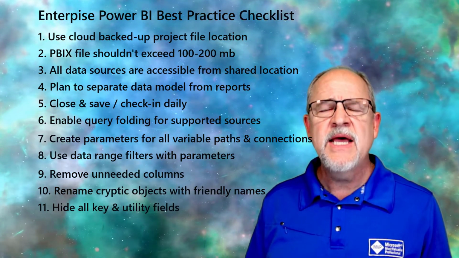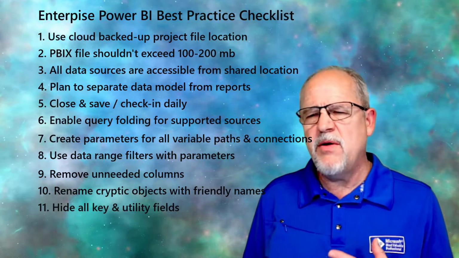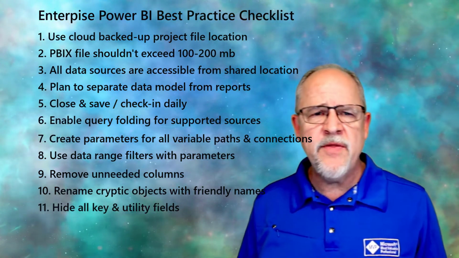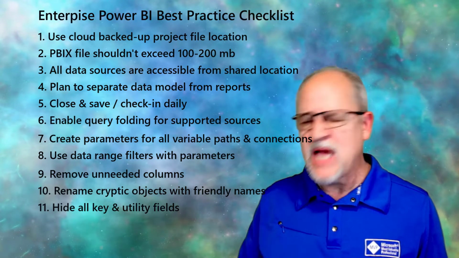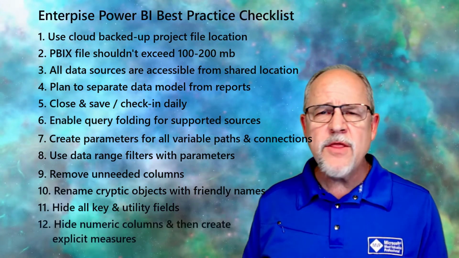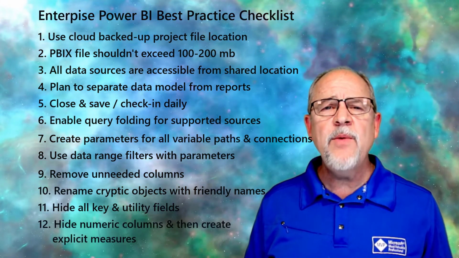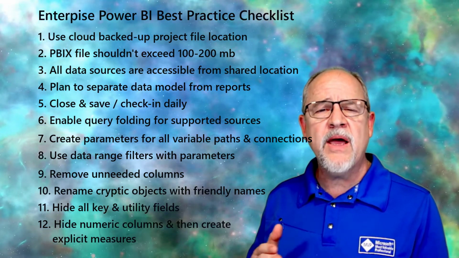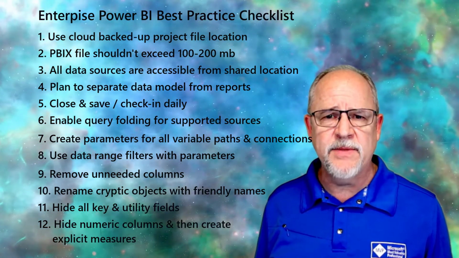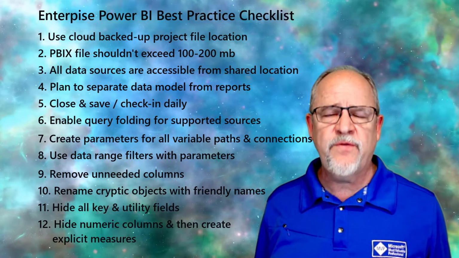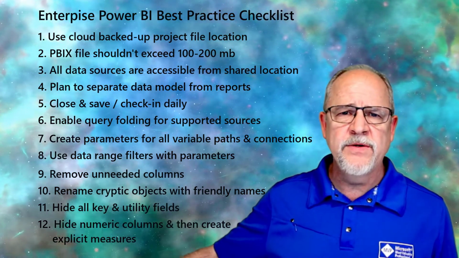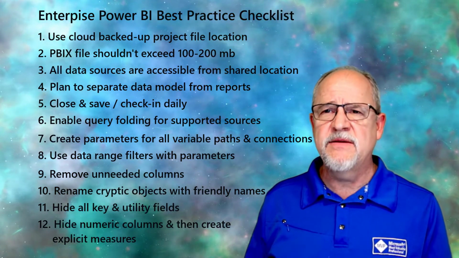So hide those. And if you have columns that exist maybe only for the purpose of sorting another column or some other utility purpose, hide those as well. Another thing that I typically do is hide all of the numeric columns in my fact tables, those that are used as the basis for my measures. Hide all of those and then create explicit measures.